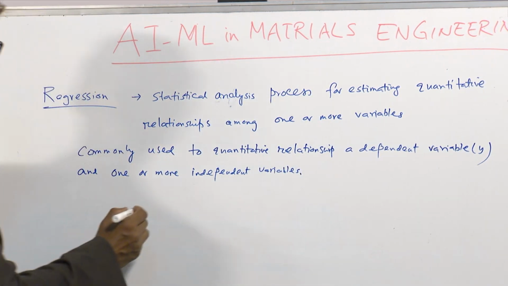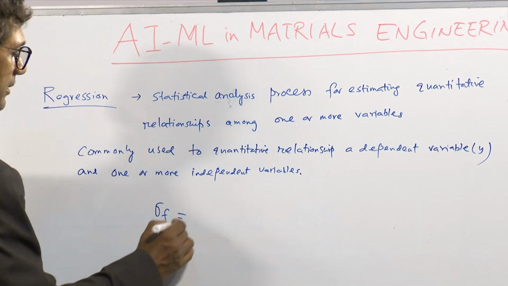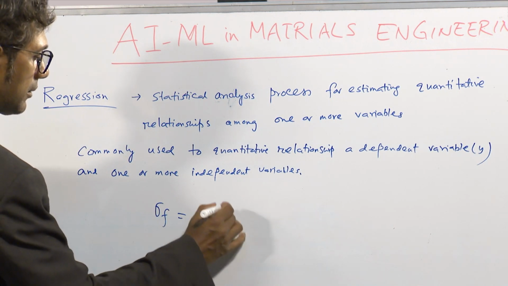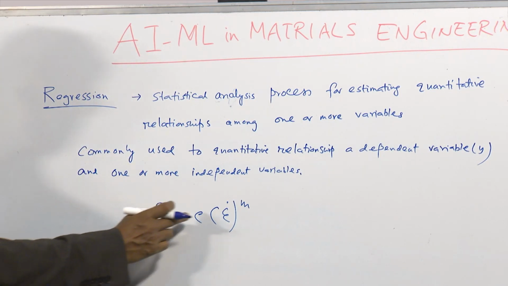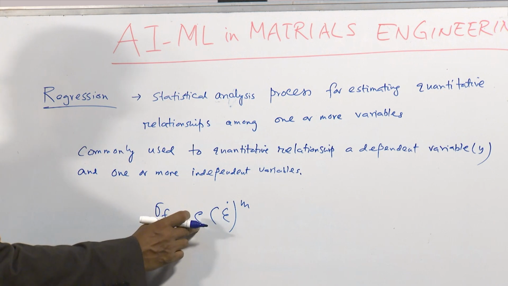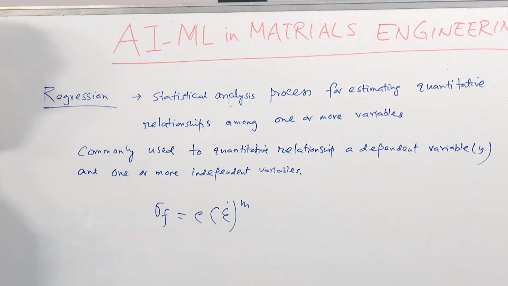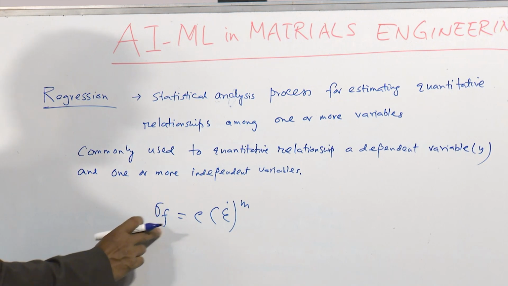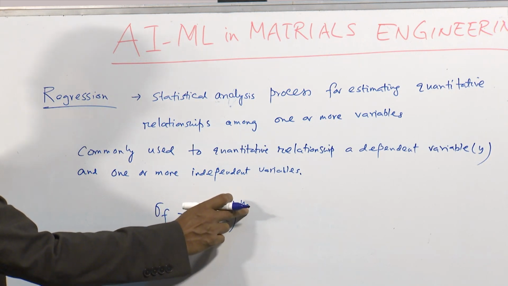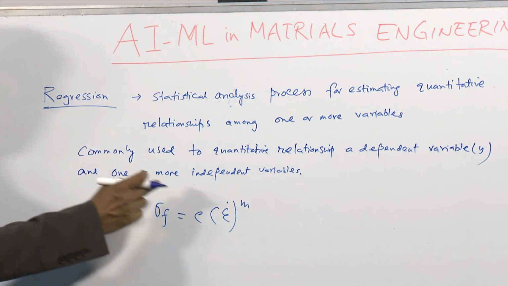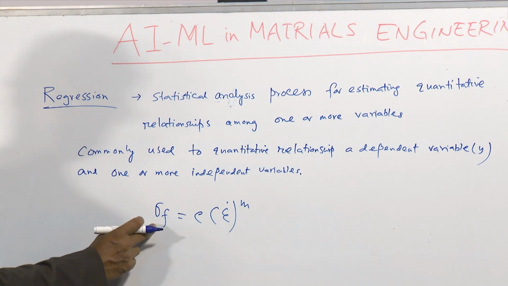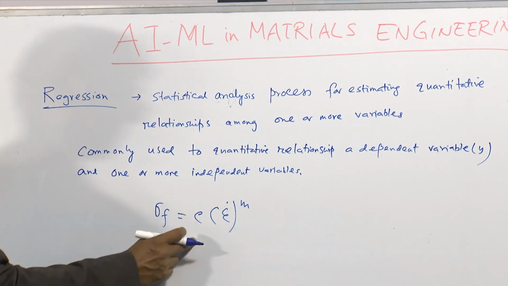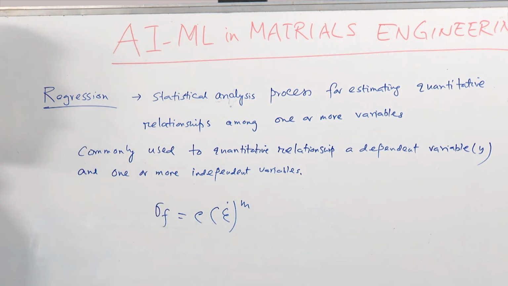You remember the relationship between flow stress and strain rate. What is the relationship? Here sigma is the stress, epsilon dot is the strain rate, C is a constant, M is also a constant, correct. So sigma f not only depends on epsilon dot, but it also depends on M and C. So we are trying to find a relationship between a dependent variable sigma f and more than one independent variable, correct.